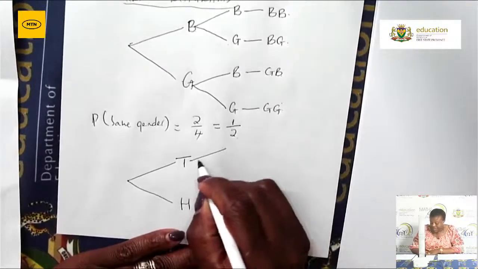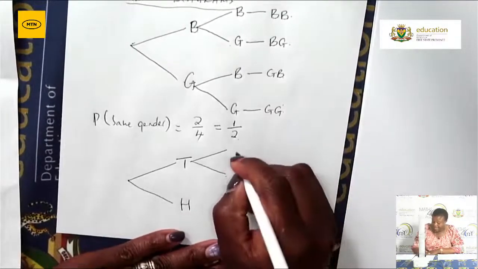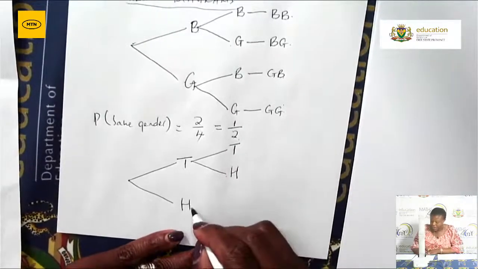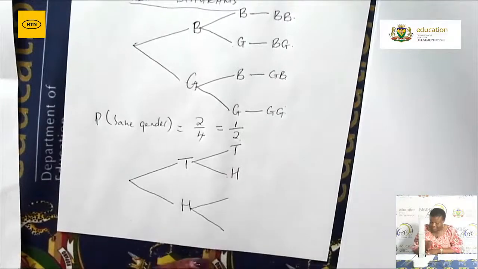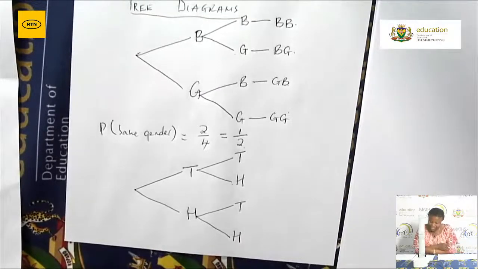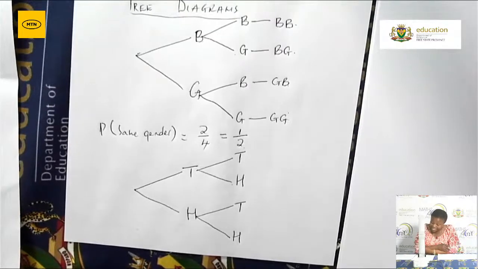The one that was tossed and landed on the tail, you toss it again. It can land on the tail or the head. We go again to the one that landed on the head. When you toss it, you also get a tail and a head. I use T for tail and H for head. And then we extend it again for the third time.